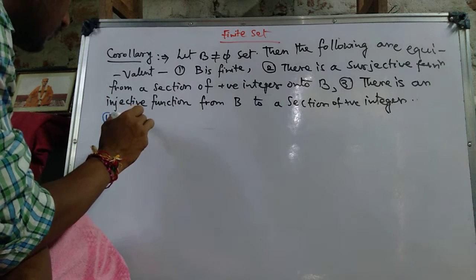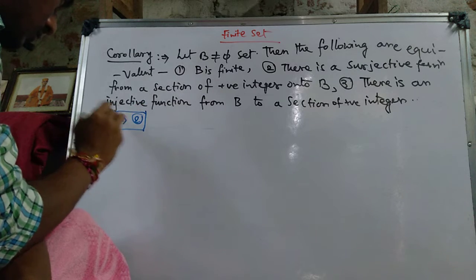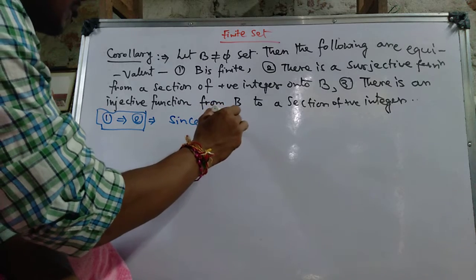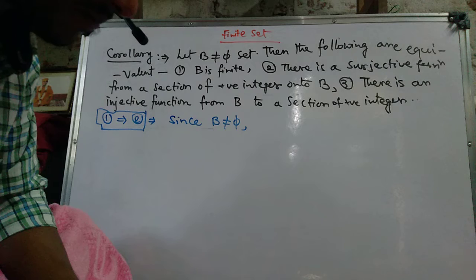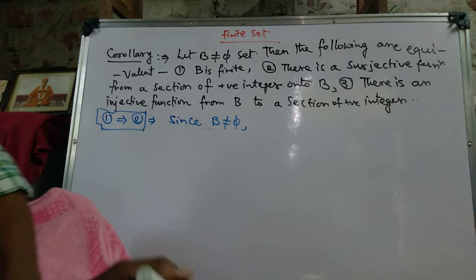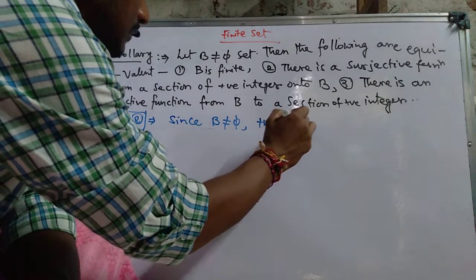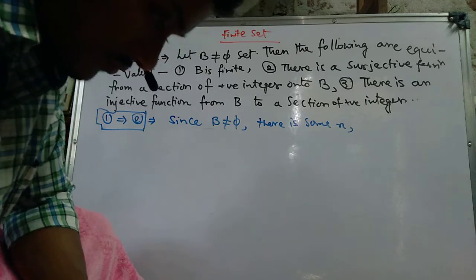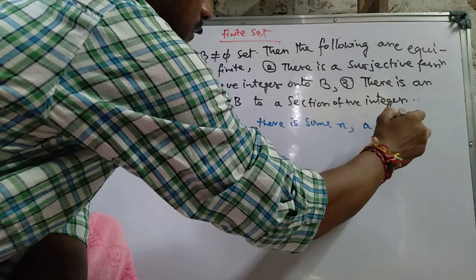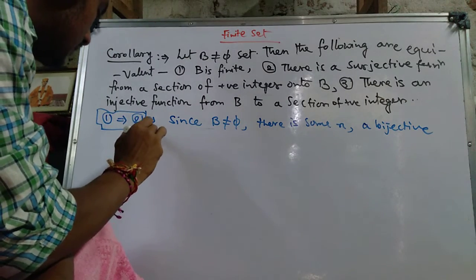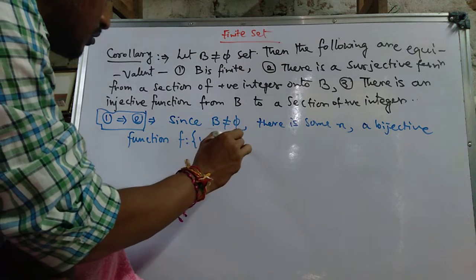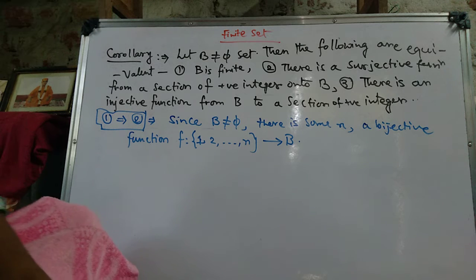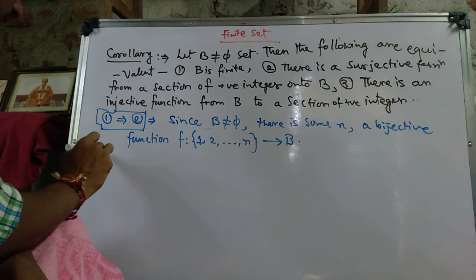We prove 1 implies 2. Since B is non-empty and B is finite, that means there is some n and a bijective function from {1, 2, ..., n} to B. Okay, now we start on the surjective function, that means 2 implies 3.